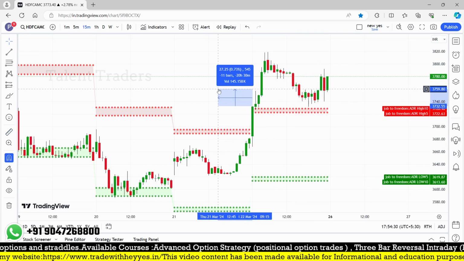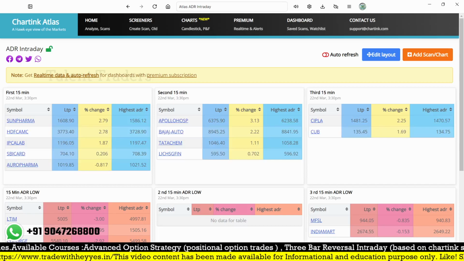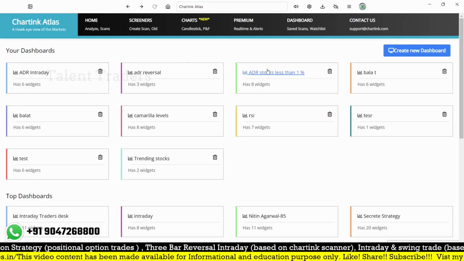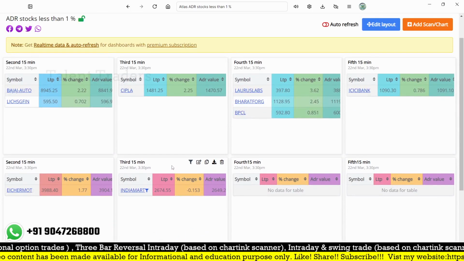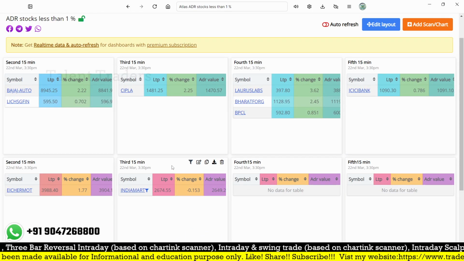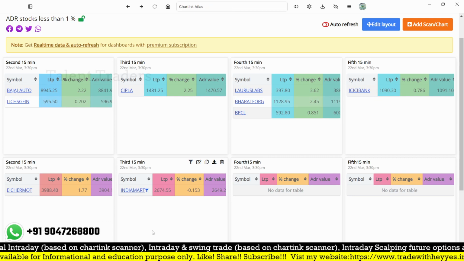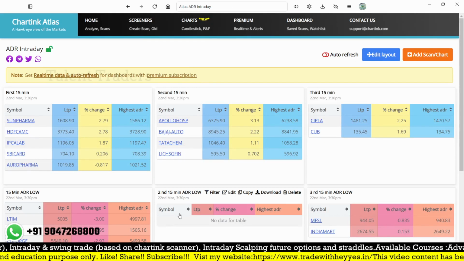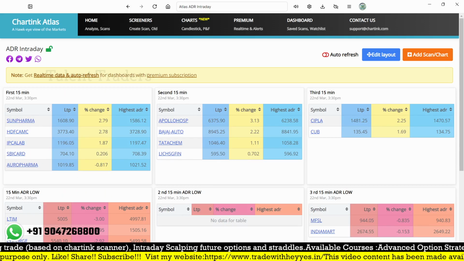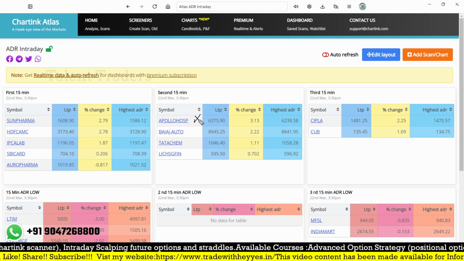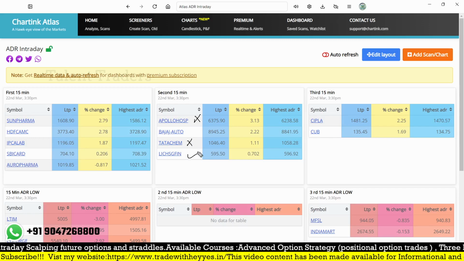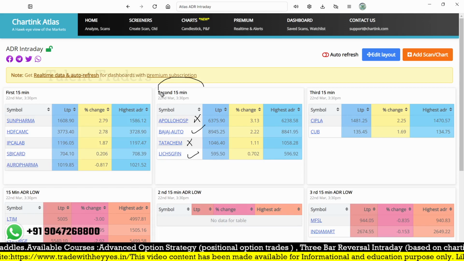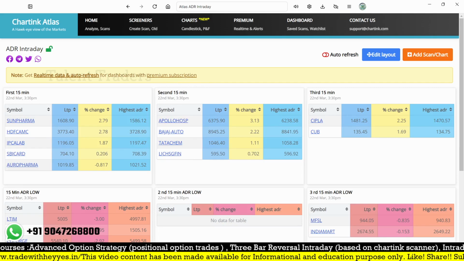Okay, to avoid that, we have modified that scanner into the second setup. The second setup simply tells you the stocks which are less than 1%. Here on the second candle we have taken out only two stocks, but in our previous scanner you can see there were four stocks. So with that new dashboard, we are filtering out these stocks. Only two stocks came.